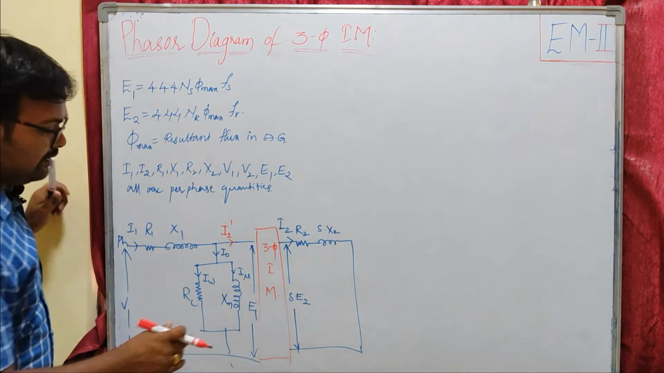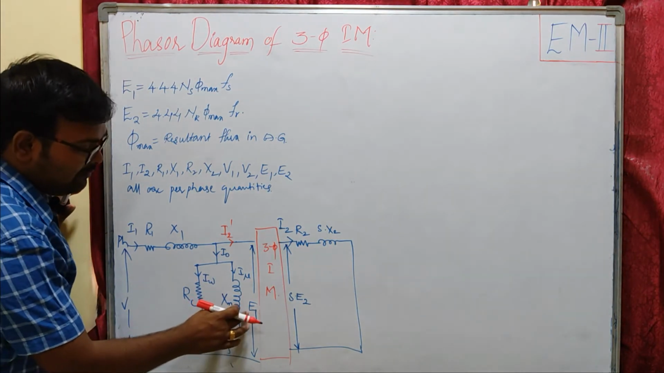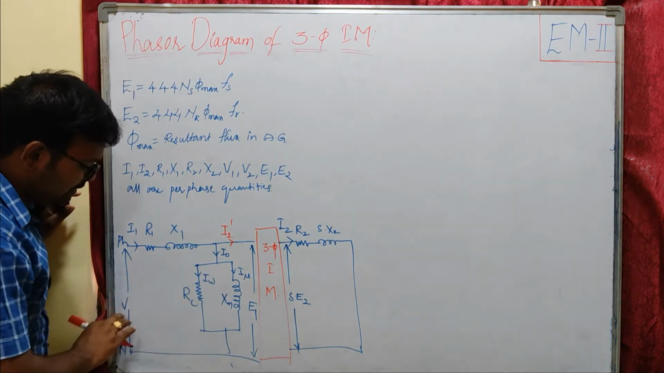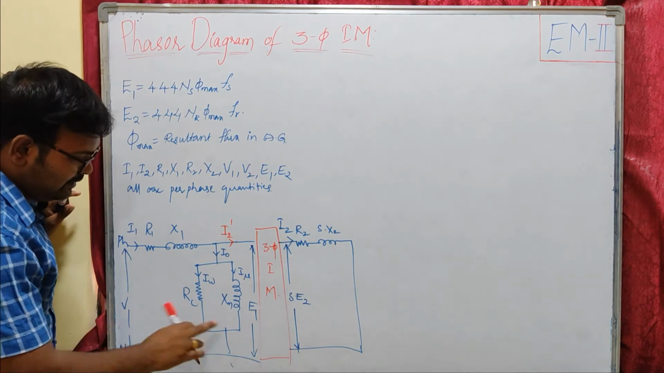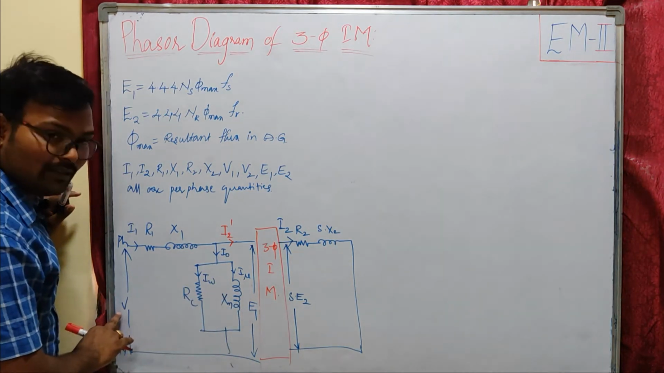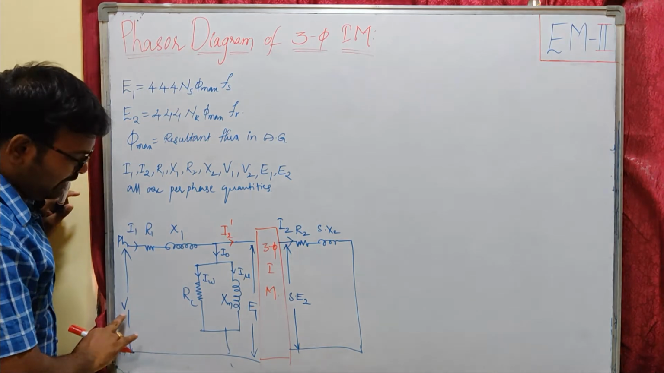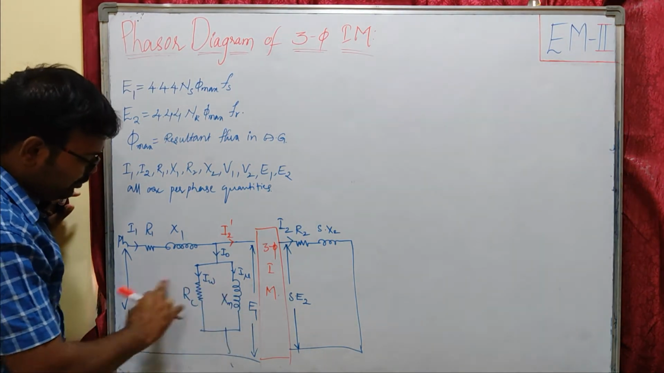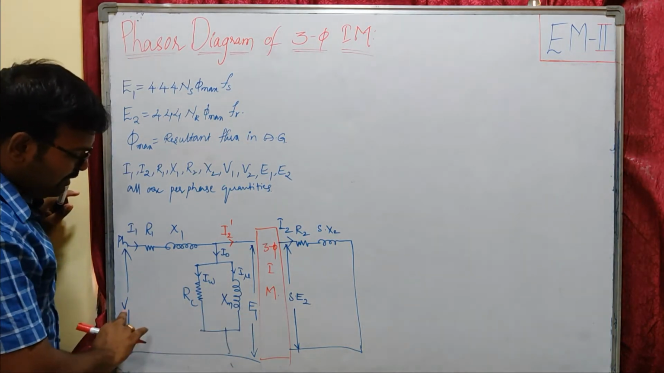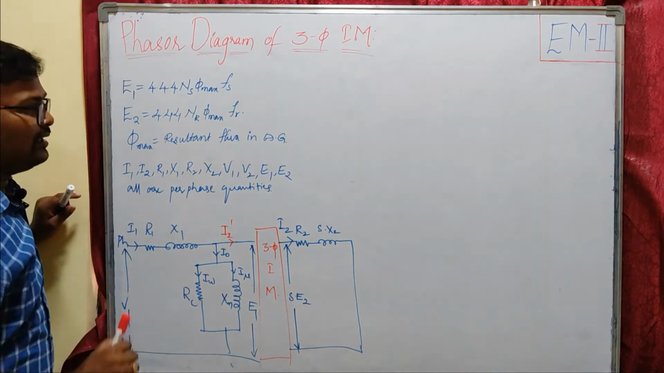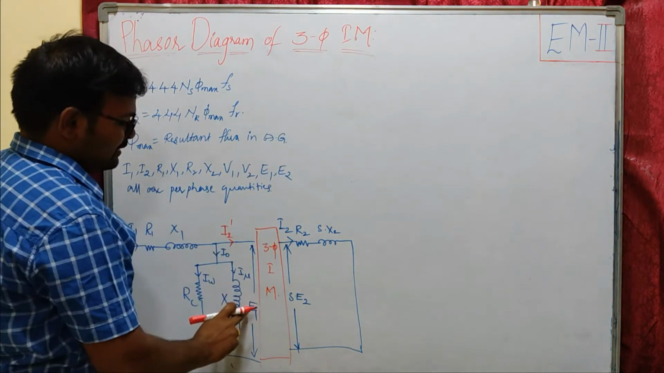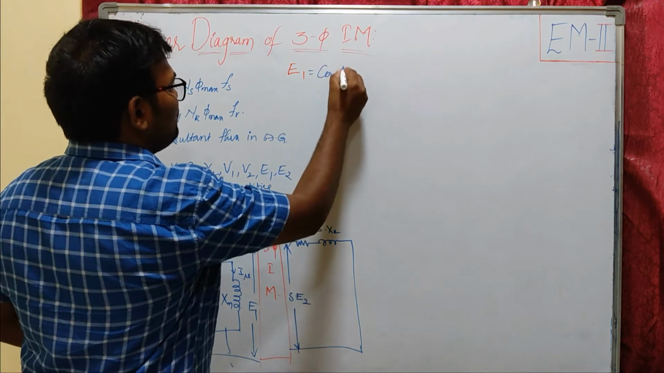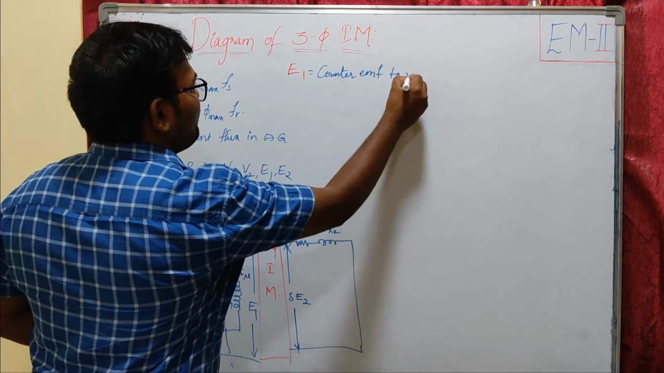According to Lenz's law, this E1 is induced because of our I1 and flux. That flux and I1 are supplied with V1, so indirectly our E1 is because of our V1. The cause for production of E1 is V1. According to Lenz's law, the effect will oppose the cause. That means our E1 will oppose our supply voltage V1. I am going to write that E1 is the counter EMF to our V1.